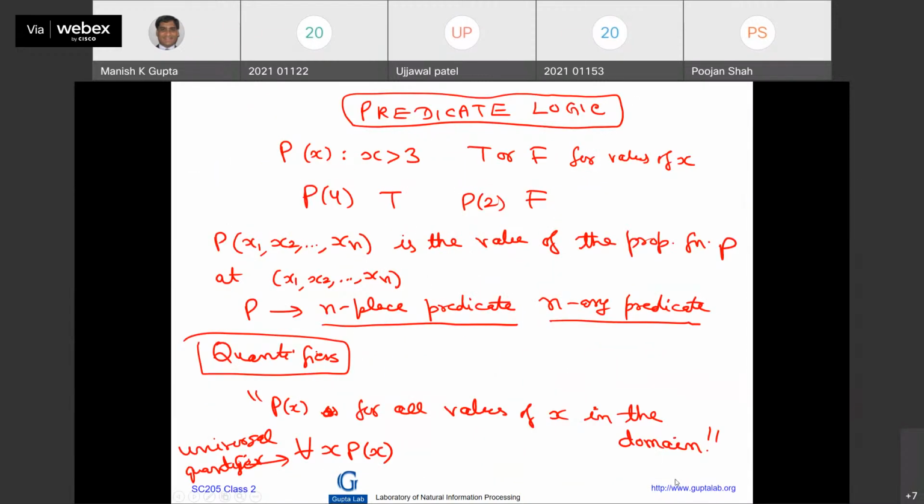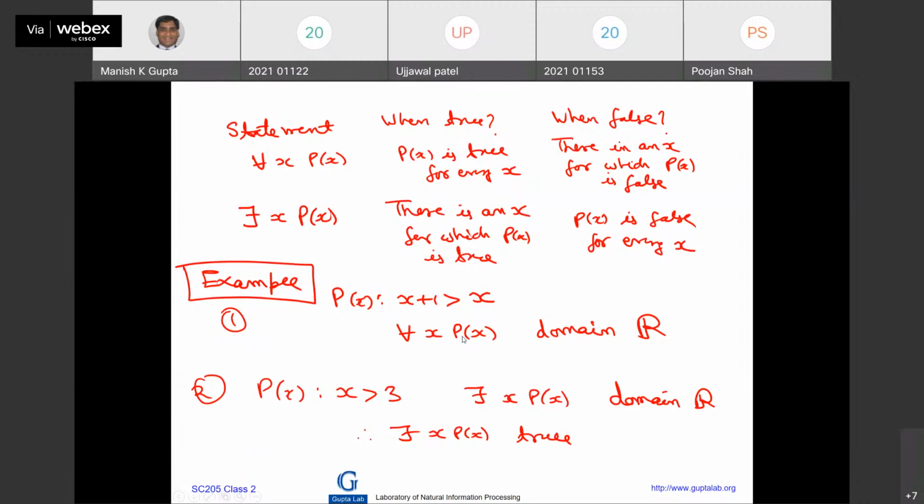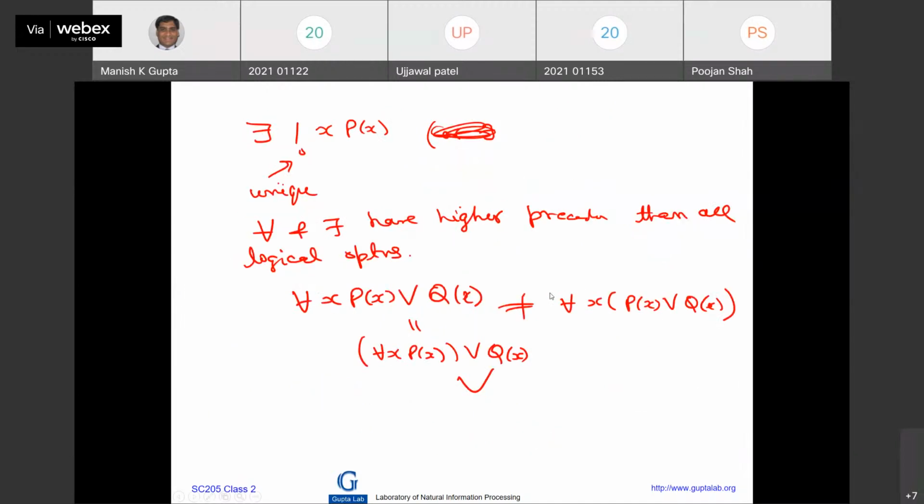Then predicate logic, we talked about. So it is basically P of x where x is greater than c. So basically now you are defining truth or falsity of this kind of statement. So P of 4 is true, P of 2 is false, and so on, right? So quantifiers are these kinds of expressions: for every x, P(x). So this is known as the universal quantifier. Okay. Then we looked at statements for every and there exists, when it is true, when it is false, right? These things. I'm just recalling what was done last time.